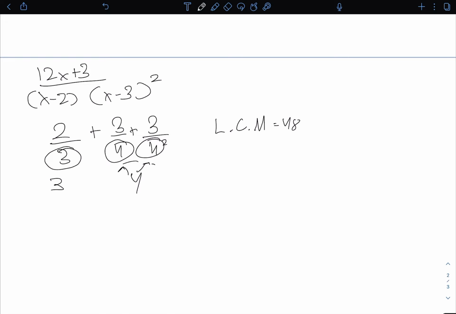The highest power of 3 over here is 1. So we multiply 3 to the power of 1 with the highest power of 4, which is 4 squared. So 3 into 16, put that on your calculator and you'll still get 48. So that's a method of finding the LCM: multiplying the highest powers of the unique bases with each other.